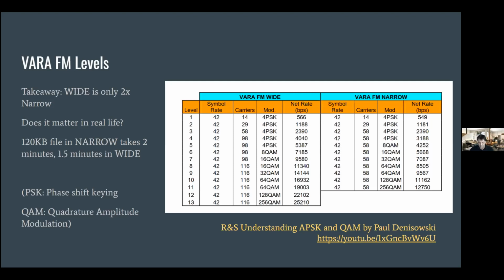I also want to point out a couple of things. A 120 kilobyte file on WinLink is the maximum file you're allowed to send. In narrow, it takes 2 minutes. In wide, it takes 1.5 minutes to send it. So the difference there from a practical point of view is very minimal.